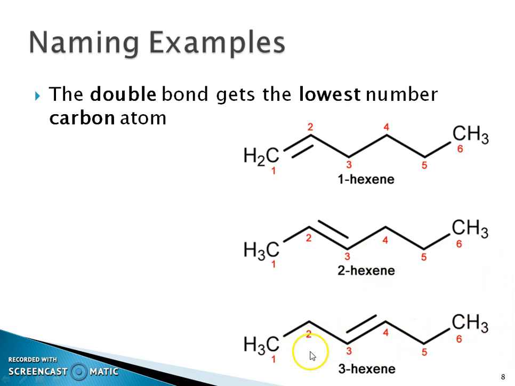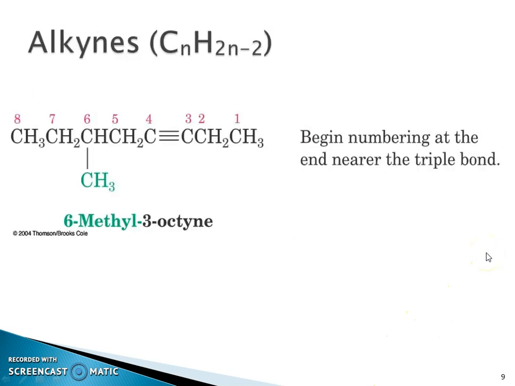Now, in this case, we could have numbered 1, 2, 3, so it's on our 3rd out of 6, or we could actually number it the other way. Carbon 1, 2, 3. Could have also numbered it the other way and still would have gotten 3-hexene.